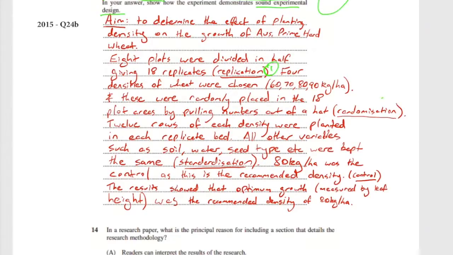So I have replication, randomization, standardization, and control. So we've got 1, 2, 3, and 4. So it's really important that I have all 4 of those things there.